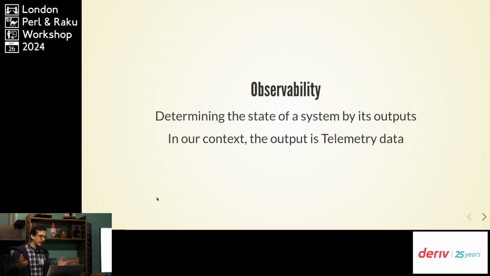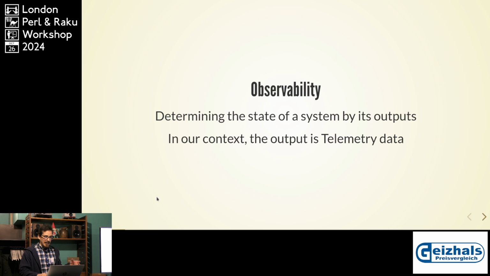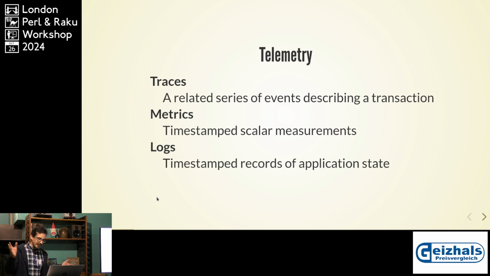Observability in general is the ability to determine the state of a system by its outputs, and in the context of software engineering in particular, those outputs are telemetry data. The telemetry data can be broadly separated into three categories. The first is traces, where you have events that have a start and an end, and they're related to each other, and they define transactions that can span across applications, so they can be distributed.